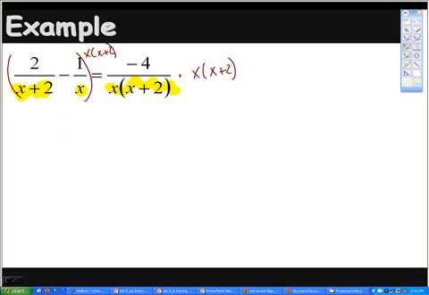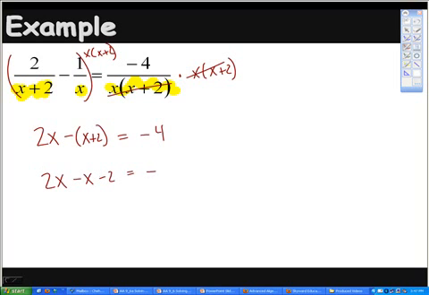On this side, when I multiply here, the x plus 2's reduce out, so I have 2 times x, that's 2x, minus, when I multiply here, the x's reduce out, I just have x plus 2, equals. On this side, everything reduces out, isn't that nice? And I just have the negative 4. So I have 2x minus x minus 2 equals negative 4. 2x minus x is x, minus 2 equals negative 4. We're going to add that 2 to both sides, so x equals negative 2.